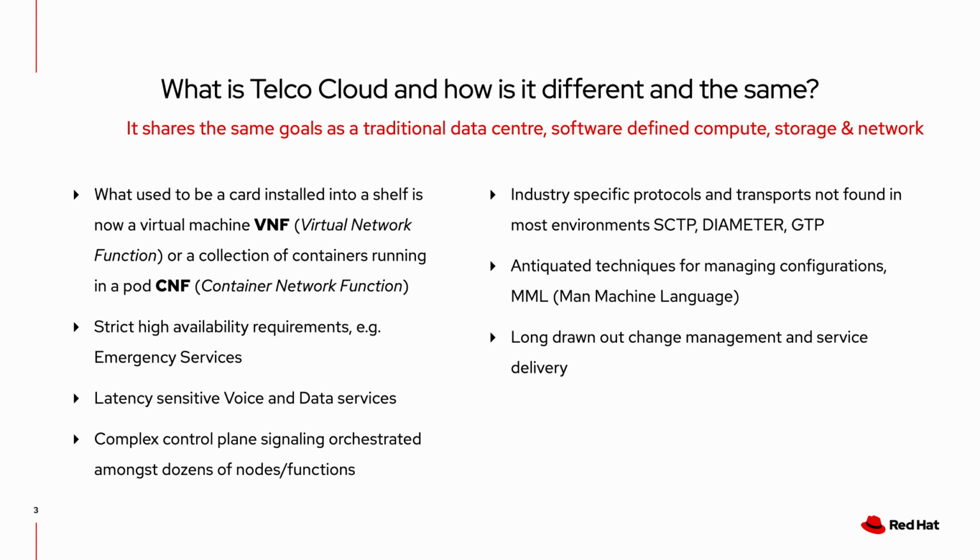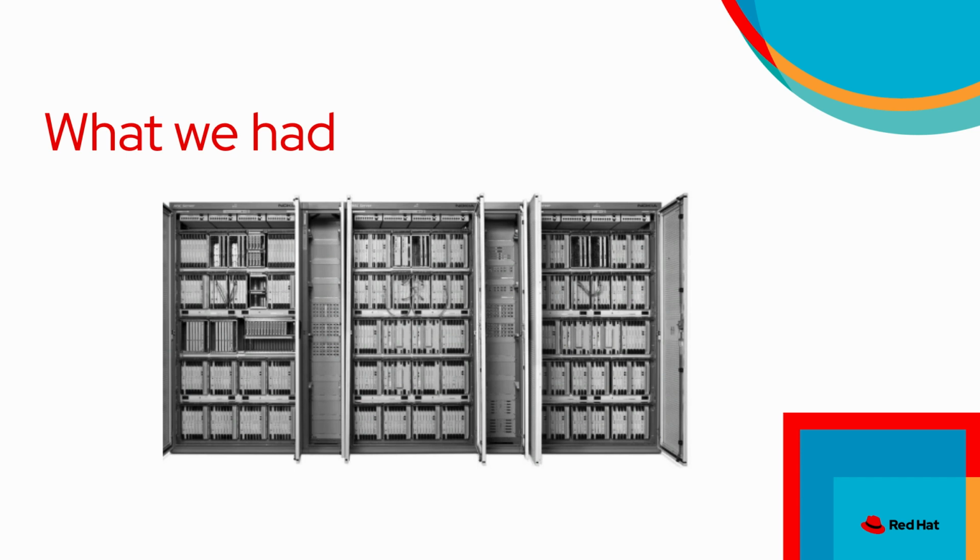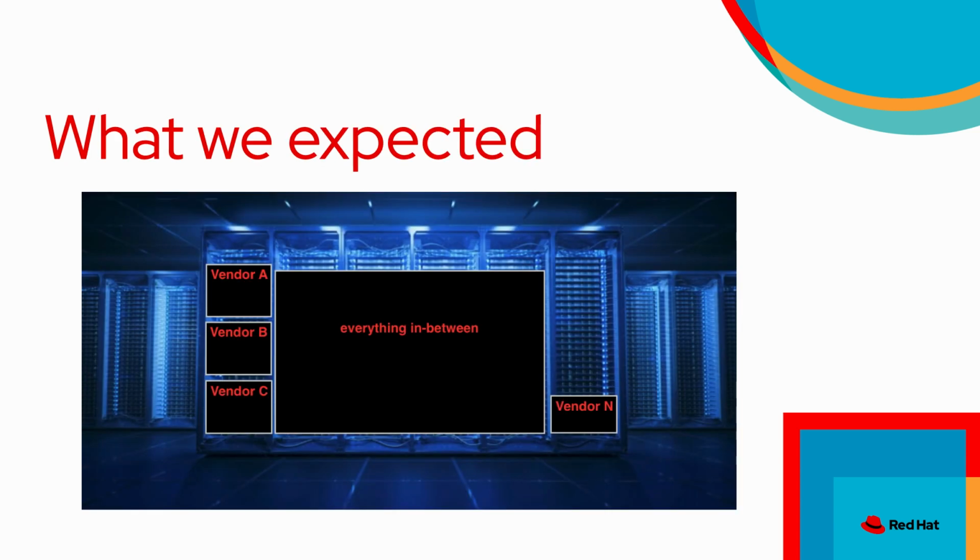This is just an illustration of where we're coming from. In this case, this was a Nokia DX200, which is a voice switch. This is what's in many telcos across the world. This is what we're trying to get away from. This is what we were promised we were getting away from by a lot of the vendors in this space that were selling us these products. And then this is what we were expecting, right?